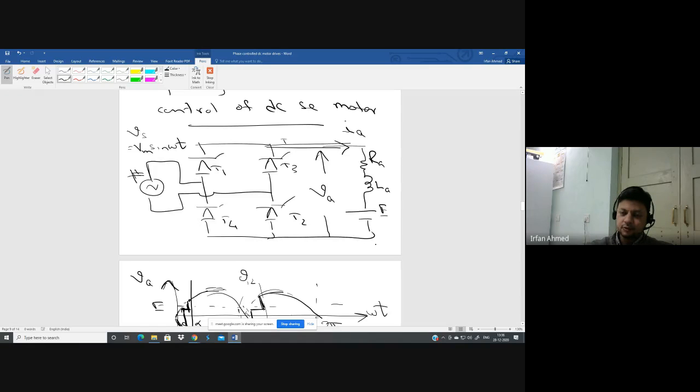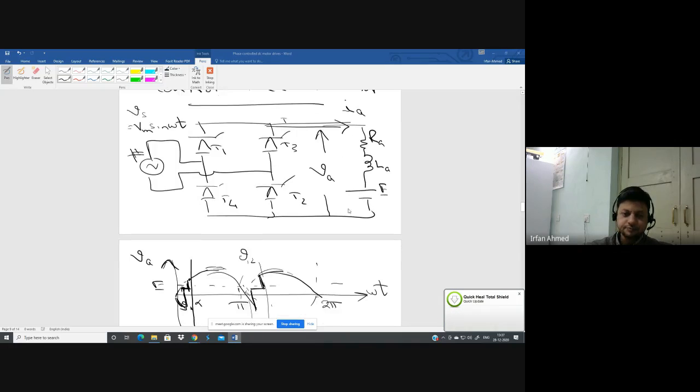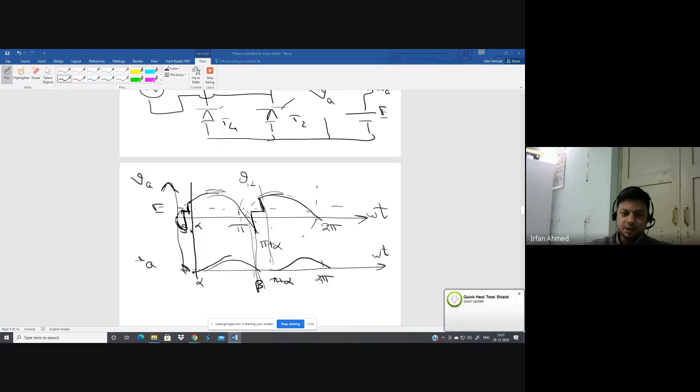If you really want speed control above as well as below the rated speed, then your field circuit also should have a rectifier, either half controlled or fully controlled. This is the armature terminal voltage and this is the armature current. These are the waveforms that we had seen.